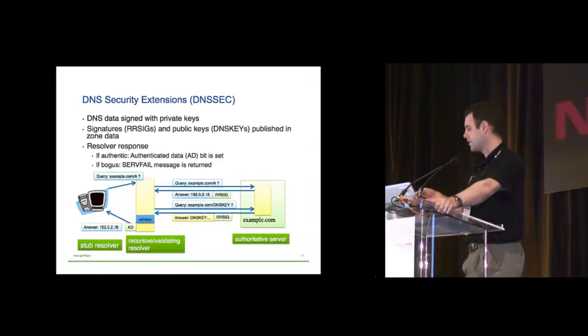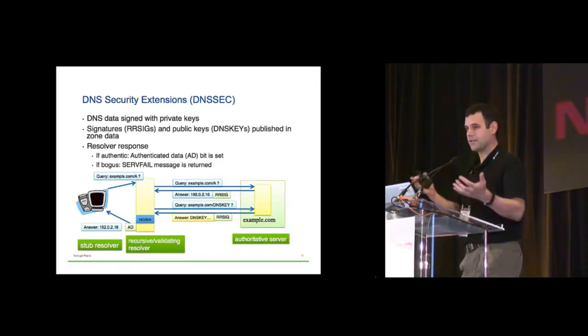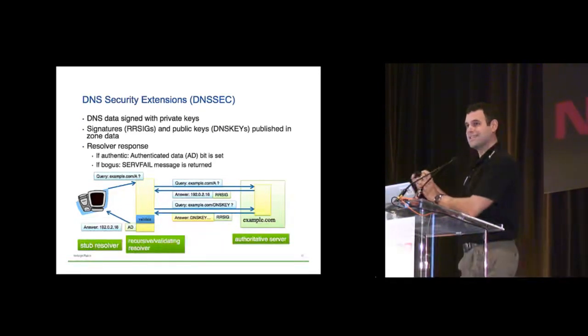So if we revisit this model of the stub resolver, the recursive validating resolver, and the authoritative server, you look in the query now, when we asked the authoritative server for example.com and the record of type A, we now get a response, but we also get a signature in the form of an RRSIG record along with that answer. The recursive resolver then needs to make a subsequent query, or it may have done it beforehand, but the important point is it needs the DNSKEY record that goes along with that signature to be able to validate the response.